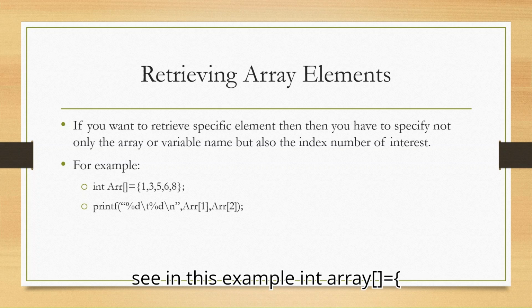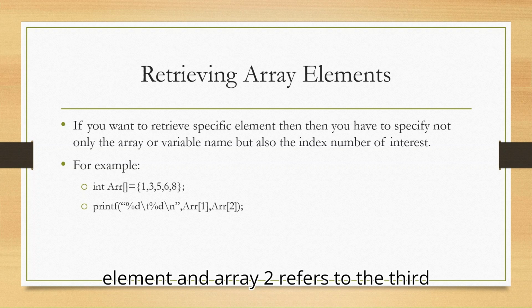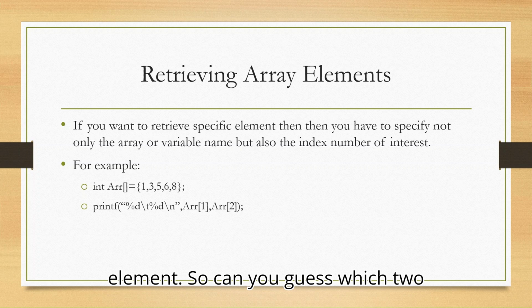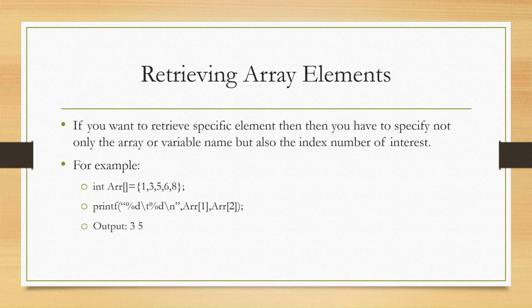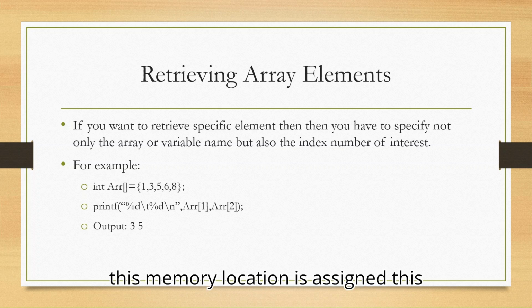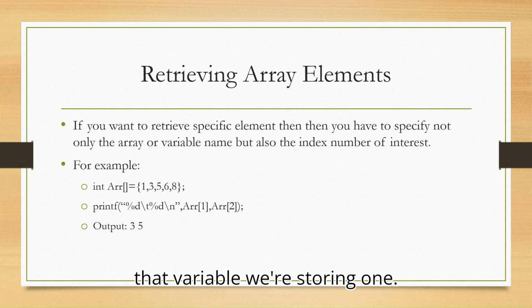So see, in this example, int array 1, 3, 5, 6, 8, we are going to print the second and third element. That is, array[1] refers to the second element and array[2] refers to the third element. So can you guess which two elements will be printed? Yes, you're right. 3 and 5 will be printed, because the first element is stored as arr[0]. This memory location is assigned this variable name, and in that variable, we're storing 1.